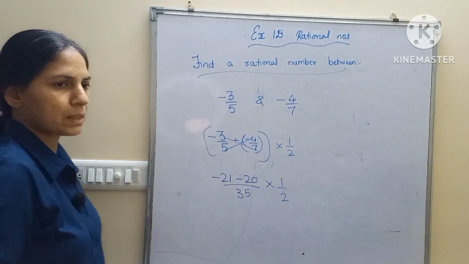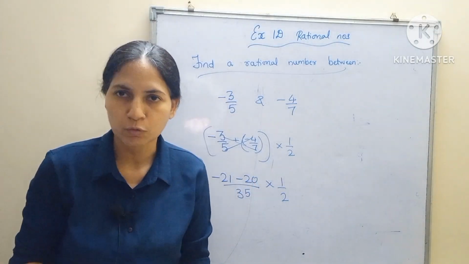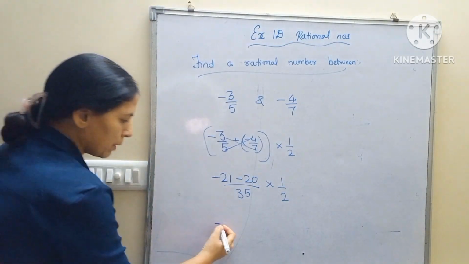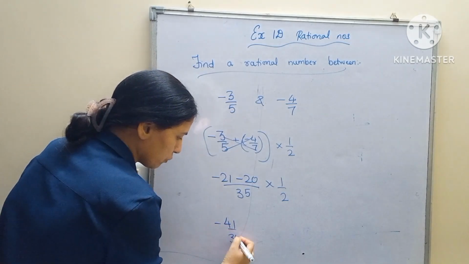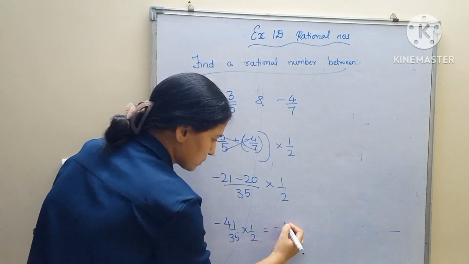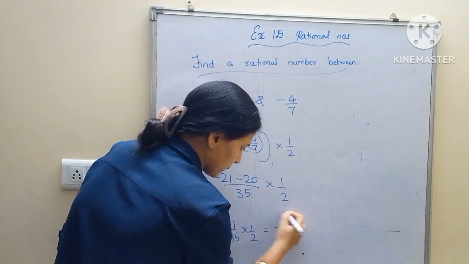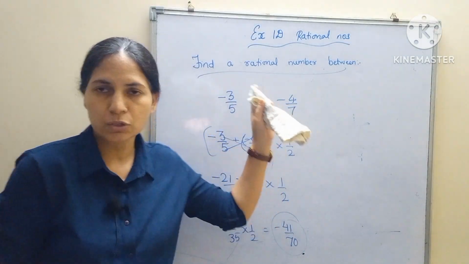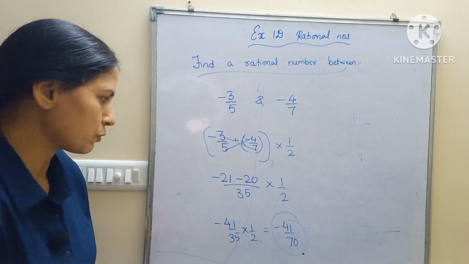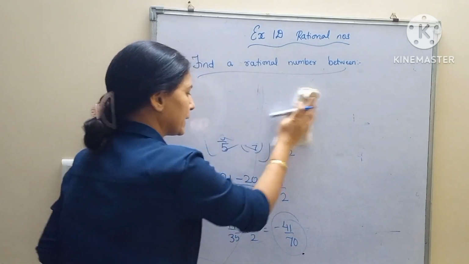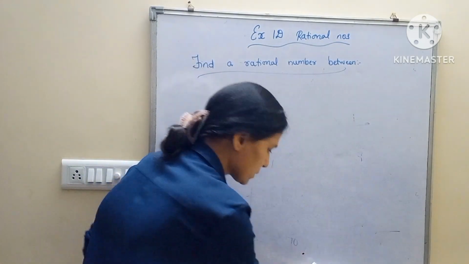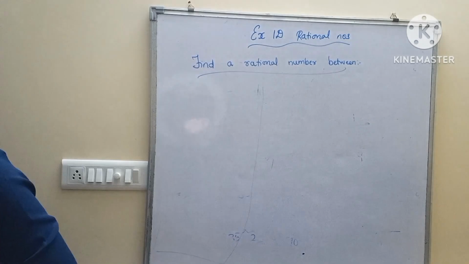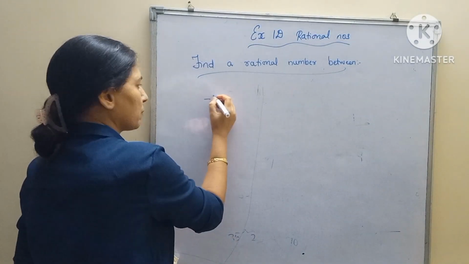What is 21 plus 20? 21 plus 20 is nothing but 41. So this becomes minus 41 upon 35 into 1 upon 2, which becomes minus 41 upon 70. So a rational number between minus 3 upon 5 and minus 4 upon 7 is minus 41 upon 70. The next one is minus 2 and minus 17 upon 21.